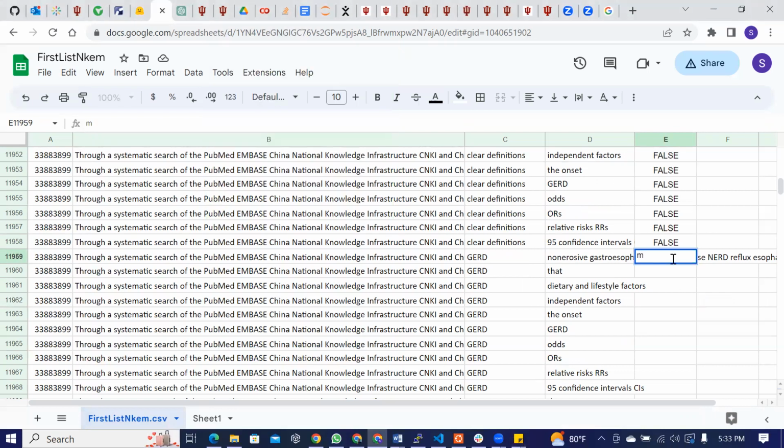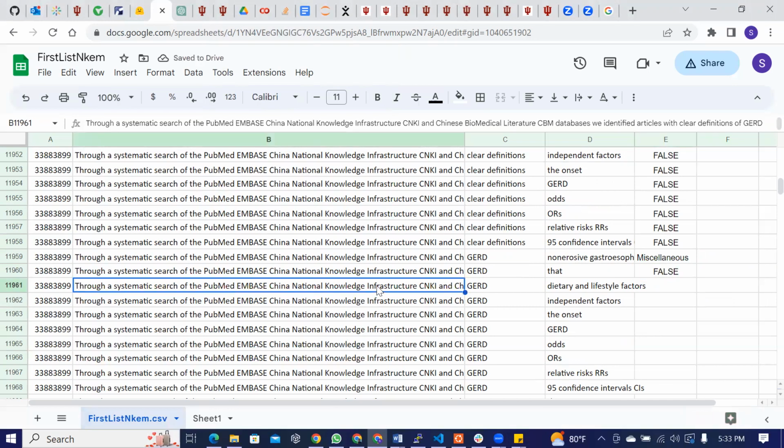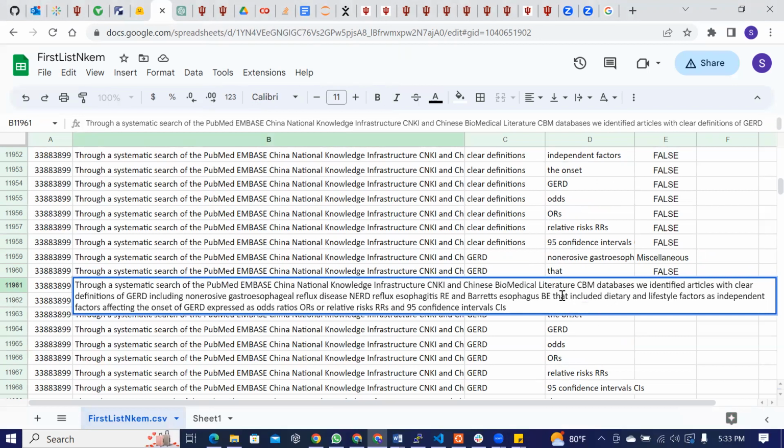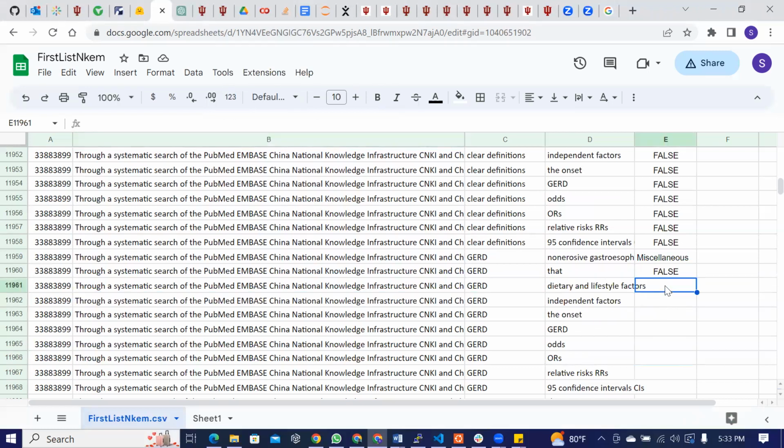So miscellaneous, awesome. Just write miscellaneous. GRD and that is just false. There's no relationship between them. That is just a word. Now GRD and dietary and lifestyle factors, miscellaneous. That included dietary. You understand? If you look at it, GRD includes dietary. So this is miscellaneous.